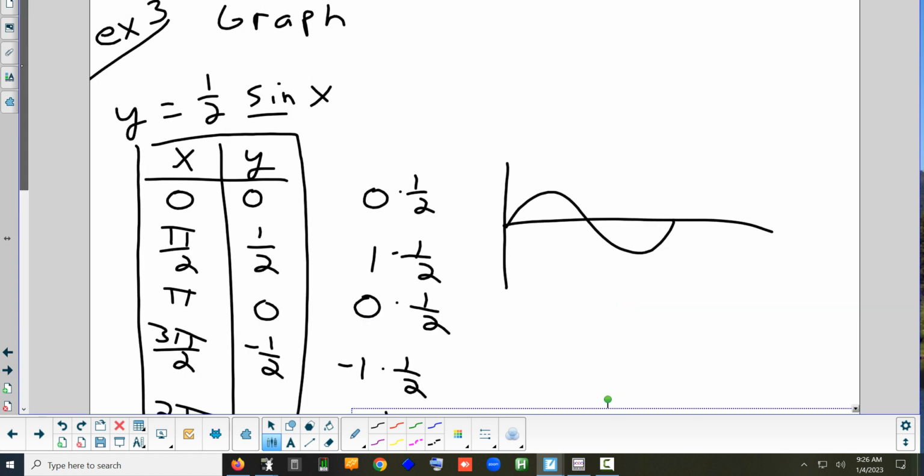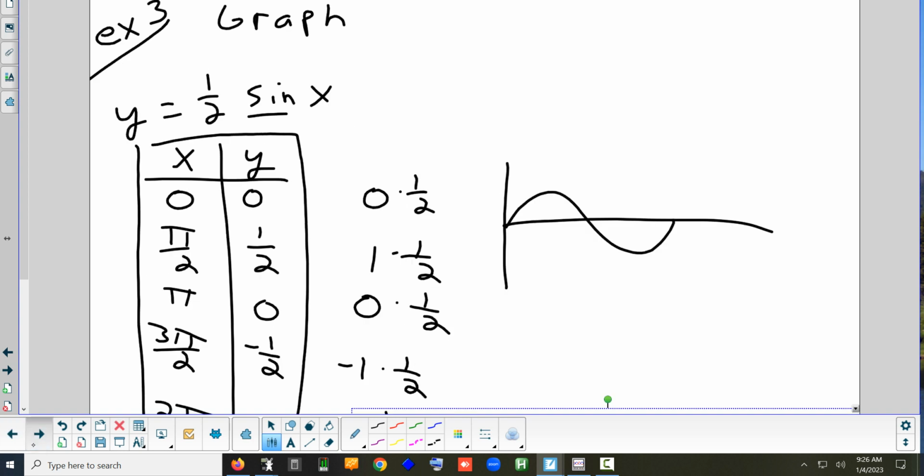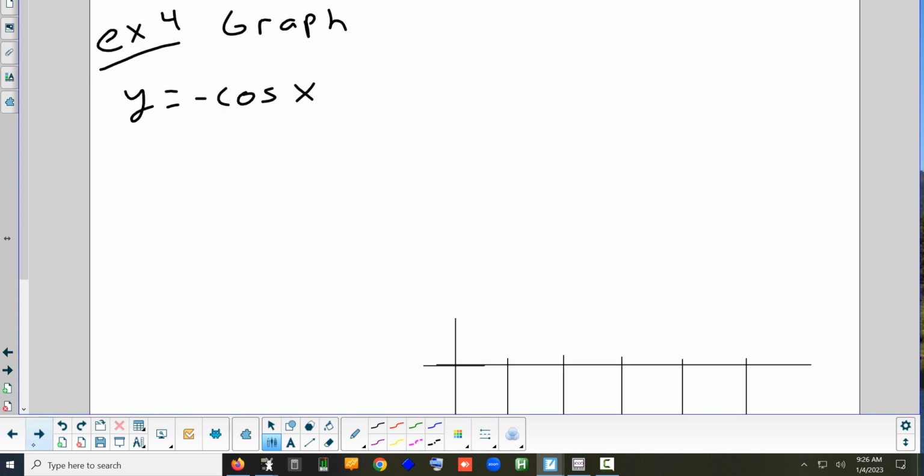All right, what's the amplitude of this one? I didn't ask that. Yep. 1/2. And this one? 3. And this one? Yep. 1. This technically is not an amplitude change. But the way we do the arithmetic in the table for this problem is just like it was.